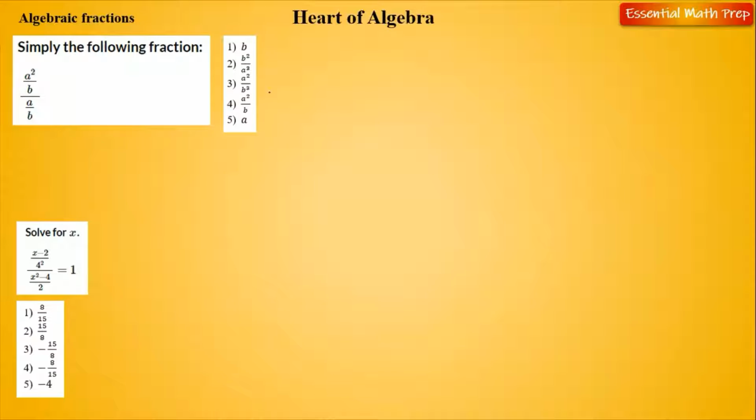Simplify the following fraction: a squared over b divided by a over b. If you notice in the question, there are 2 types of lines, right? The numerator has 2 components. The denominator has 2 components. The numerator and the denominator are separated by a larger line, right? That's very important that when you write, you make that distinction, okay?